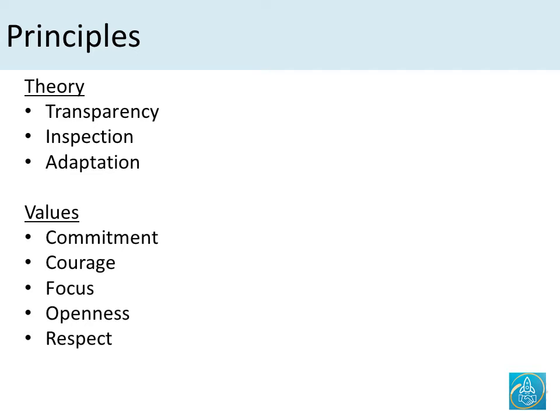Now let's take a look at Scrum Principles, which is essentially captured by theory and values. There are three components to Scrum theory: transparency, inspection, and adaptation. Transparency, in a nutshell, means that everyone has a common understanding, has a common language in terms of the processes, in terms of what's been agreed upon. So there are no disagreements.